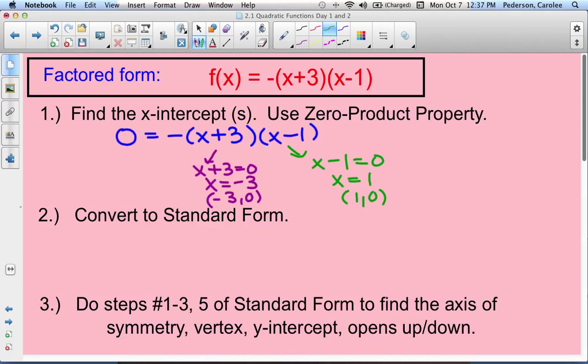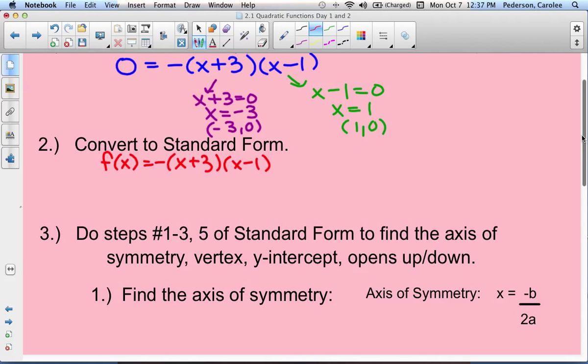So we're going to have to FOIL this out first: first, outside, inside, last. So I'm just going to go ahead and write the function down again. And now we're going to FOIL it. So I'm going to put a bracket around here for now and FOIL this blue piece. So first is x times x is x squared. Outside is negative 1x. Inside is 3x. And then last is negative 3.